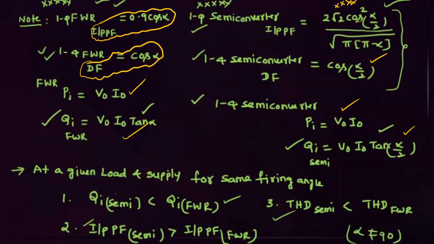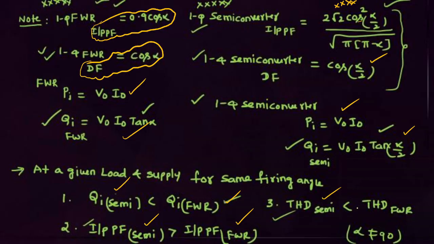That is, at a given load and supply frequency, for the same firing angle, the reactive power input of a semi converter is less as compared to the reactive power of the full wave rectifier. That is, the semi converter draws less reactive power. The input power factor of the semi converter is greater than the input power factor of the full wave rectifier.